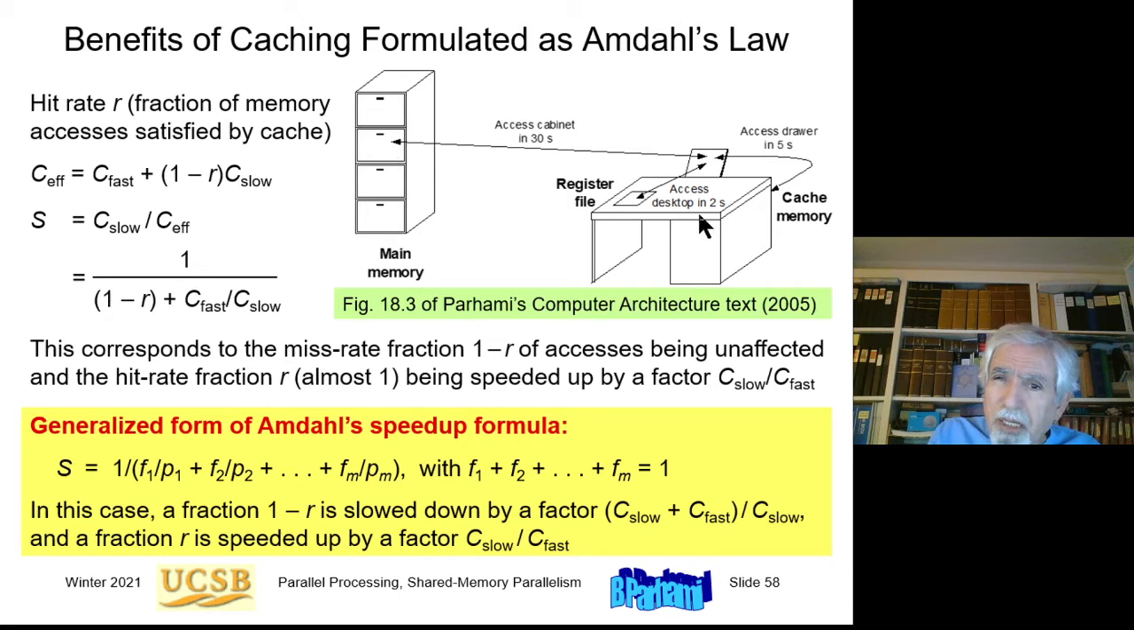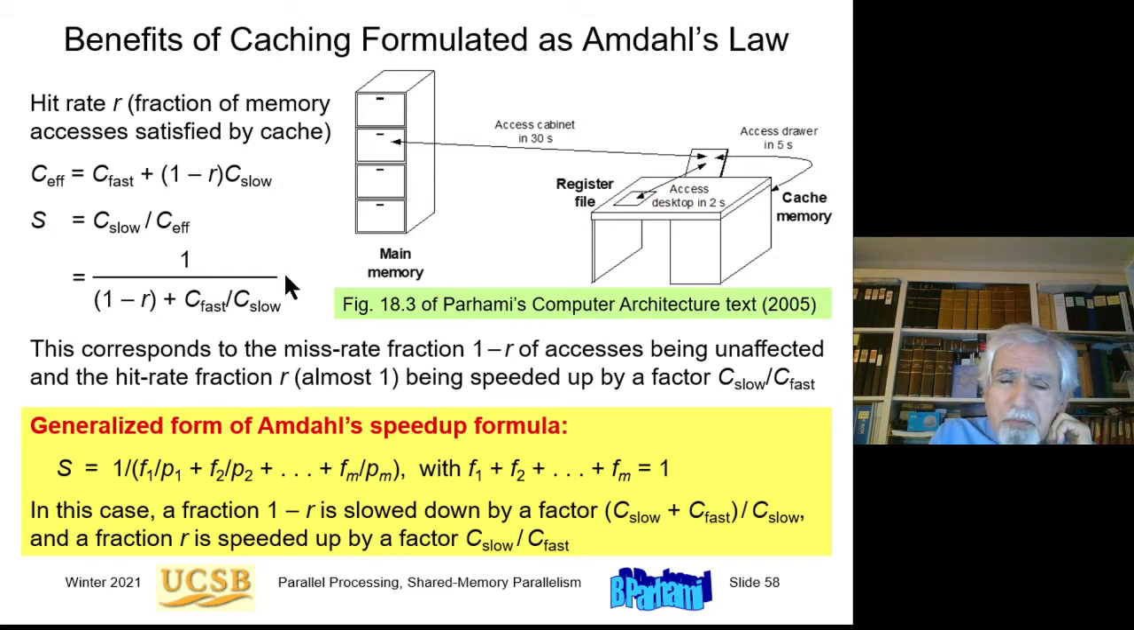Most of the time you're accessing documents that are on your desk because you have already fetched them and put them there to work on. In a small fraction of cases you may need to go get new documents from your drawer. And in an even smaller number of cases you need to go to the file cabinet and fetch things that you have filed away.